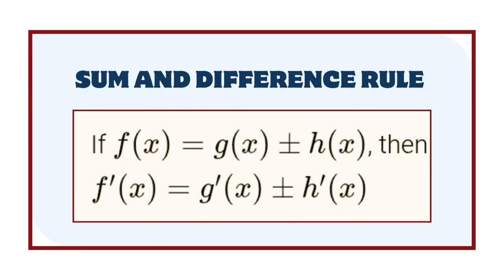Sum and difference rule. The sum and difference rule states that the derivative of a sum or difference of functions is equal to the sum or difference of the derivatives. This rule allows each term to be differentiated independently.